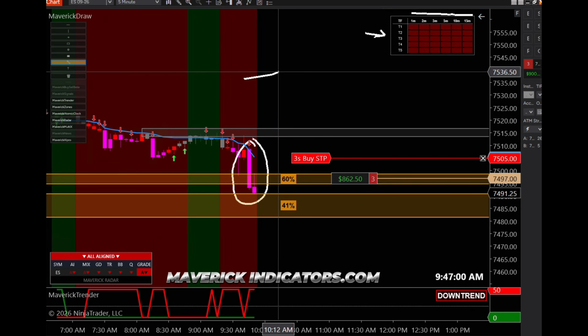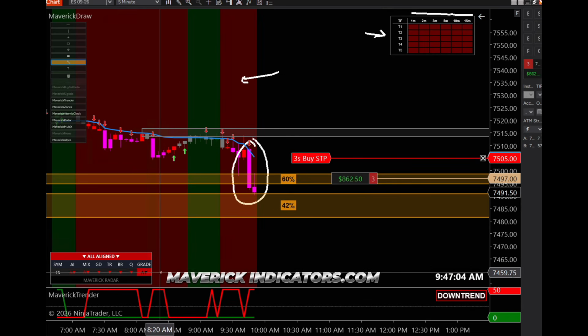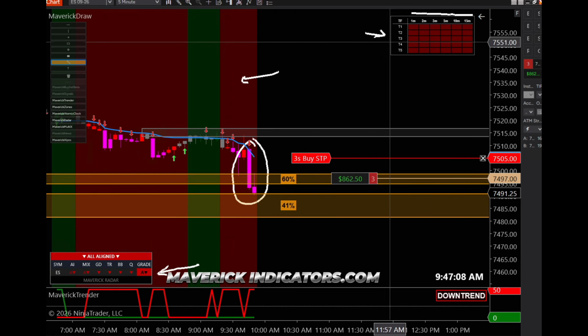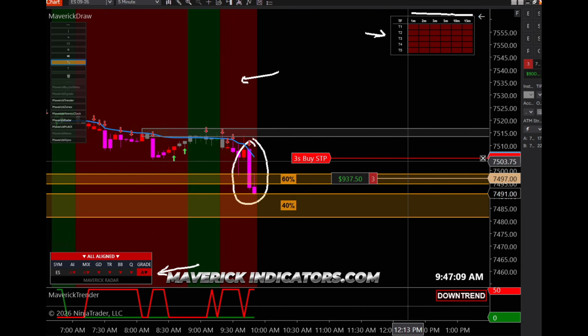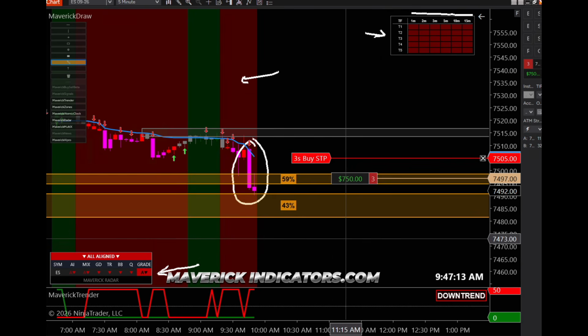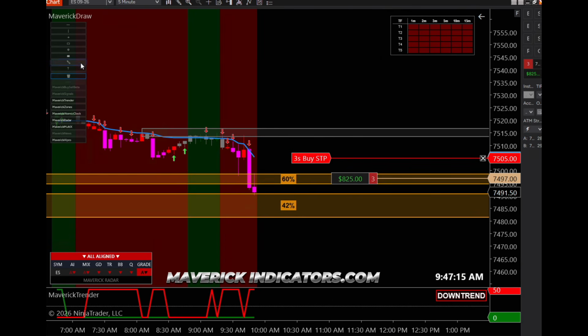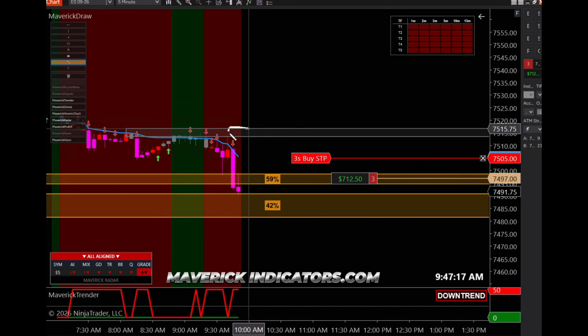We're stacking probability. You got hot pink candles, your strongest downside data candle. You got a red background. Maverick radar is giving you an A plus setup. You got all 5 traders voting bearish across 6 time frames, and the Maverick Trender's pegged to the top. I mean, this is like, yeah, I wouldn't go long here.